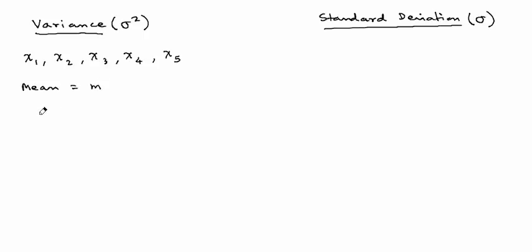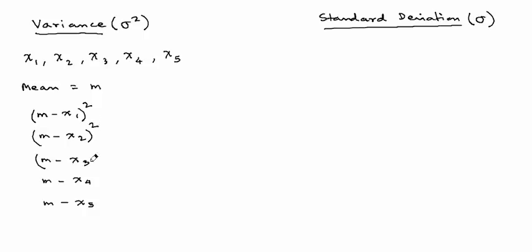We find each of the values m minus x1 and then m minus x2, m minus x3, m minus x4, m minus x5. That is, we find out how far each data value is from the mean. And then we square each of these and add them up. So we do this, square of this, square of this, square of this. And then, like I said, add them up. So we get a sum.